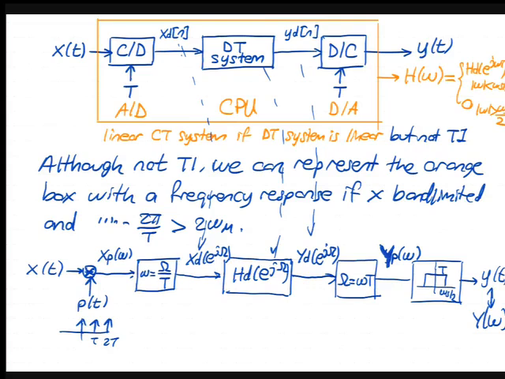Any questions? It's a bit of a lengthy derivation, but what is most important here is the essence of it, which is that all those complicated things, sampling, a discrete time system in the middle, and then reconstruction at the end, I can combine them into a single pretend continuous time block, an LTI block, although it's not LTI.